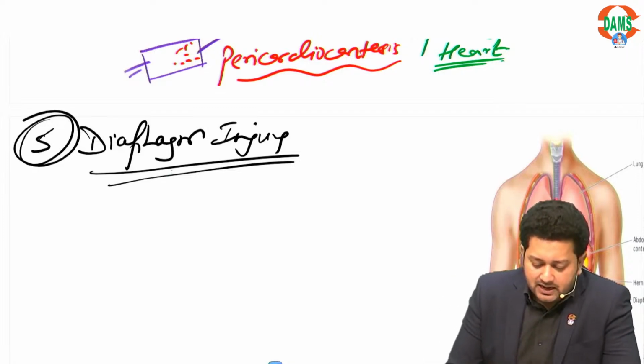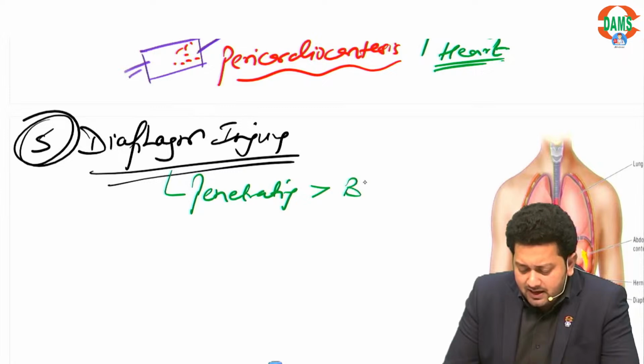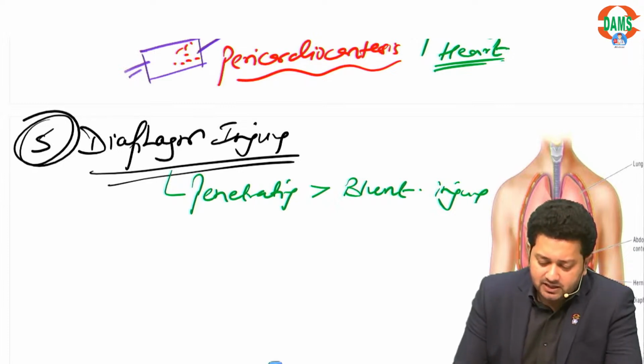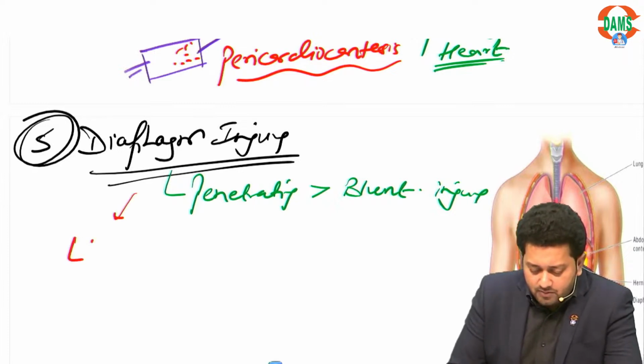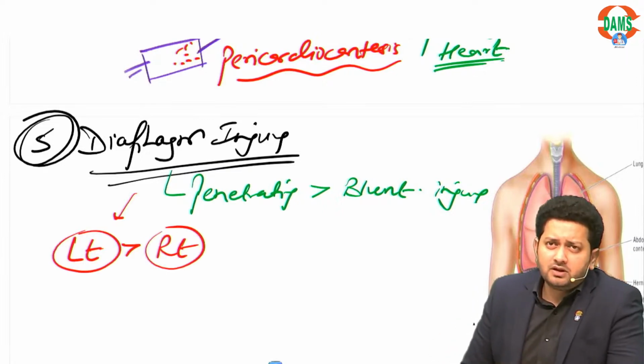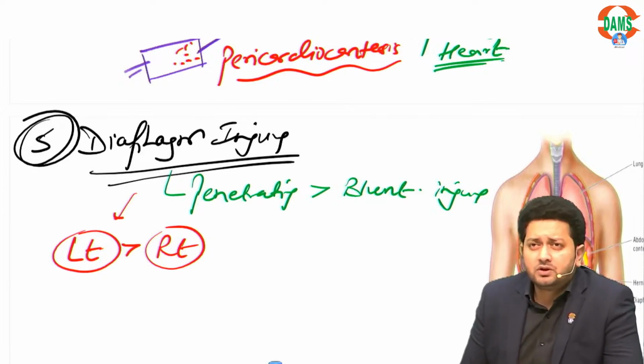Diaphragm injury can occur again because of penetrating trauma. That is more common in penetrating as compared to the blunt injury. Very obvious. I'll just tell you the important points. It is more common on the left side as compared to the right side. On the right side there is the liver to kind of give some protection to the diaphragm. On the left side there is no such structure, so there are more chances of rupture on the left side as compared to the right.